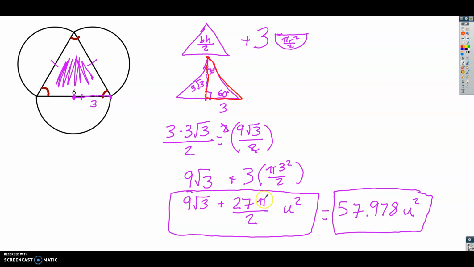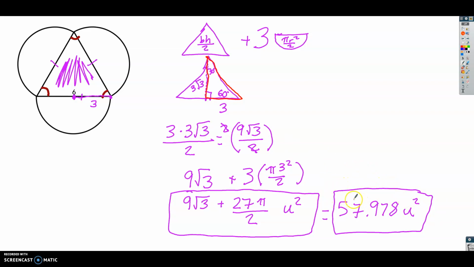You might get 58 because I used 3.14 as my value for pi. You might decide to use the exact value for pi. And if you do that, let me try that. So 9 root 3 plus 27 times pi divided by 2. Yeah, you would get a number very, very close to 58.